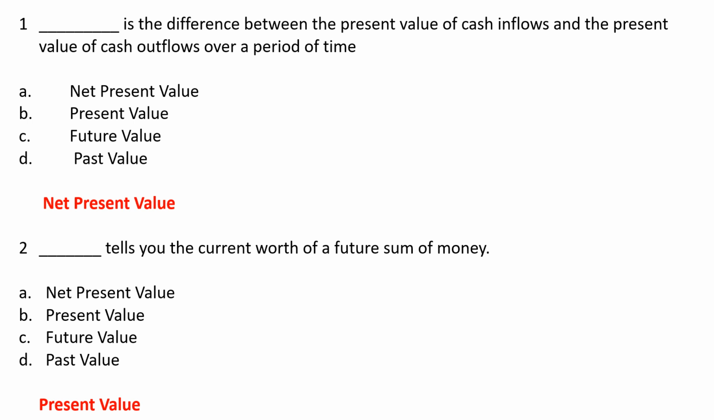Dash tells you the current worth of a future sum of money. Option A, net present value. Option B, present value. Option C, future value. Option D, past value. The correct answer is option B, present value. Present value tells you the current worth of a future sum of money.